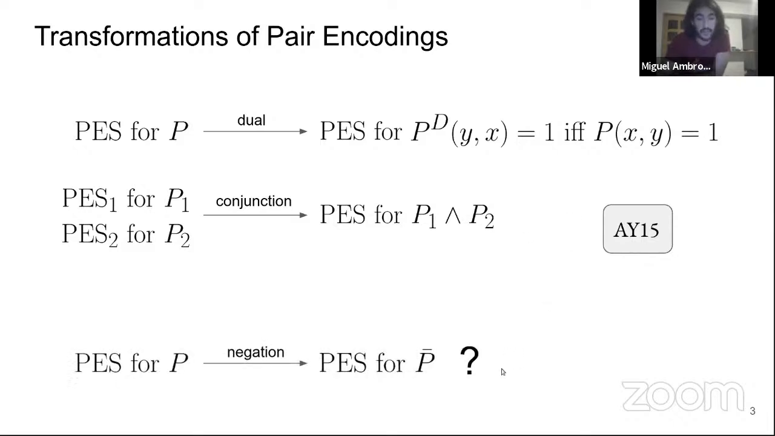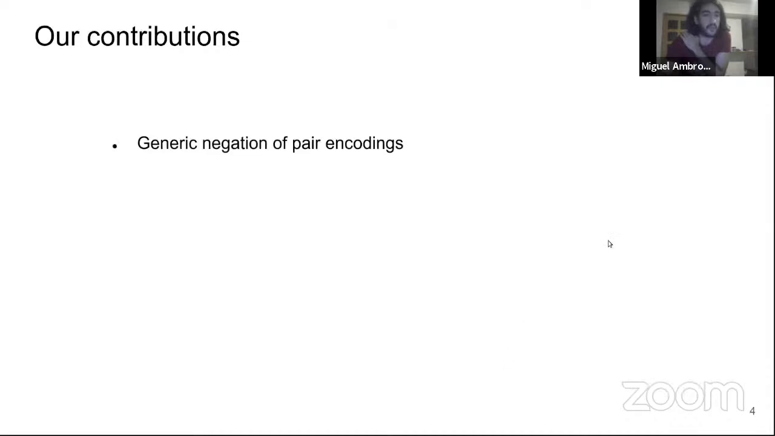Negation seems a lot harder, and this was not done before. I have to say that this was done in a different framework, also very nice, also introduced by Hofheinz, by the way: predicate encodings. In this framework, we knew how to generically negate a predicate encoding. But in the framework of pair encodings, which are believed to be, well, they actually are more general, we didn't know how to generically negate them. So this is what we do in this work. Our main contribution is a generic transformation that takes any pair encoding scheme for a predicate P and produces a new pair encoding for the negated predicate.